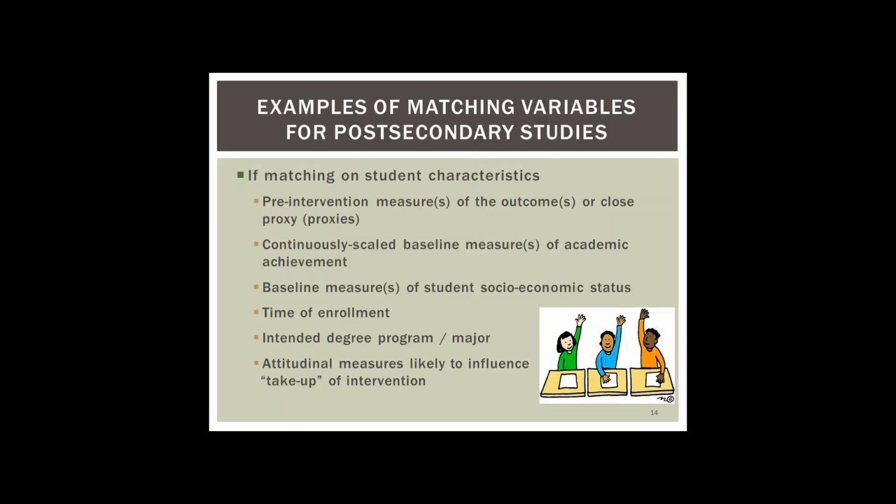If you're matching on student characteristics, some of the things you might want exact matches on are things like time of enrollment, intended degree program or major, and think about your eligibility criteria in there as well. Things that you might want to get close to but not exact matches on are things like your pre-intervention measures of the outcomes, baseline academic achievement, socioeconomic status indicators. So those are some student characteristics that you could think about.